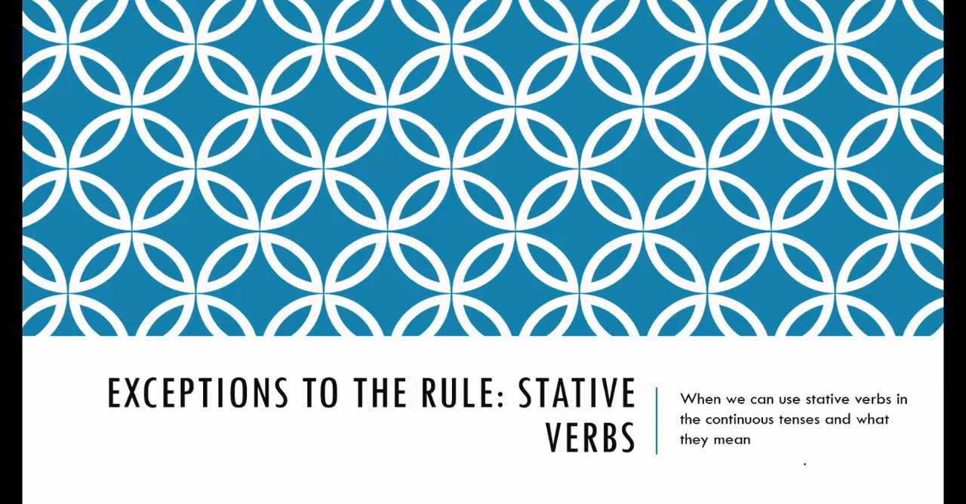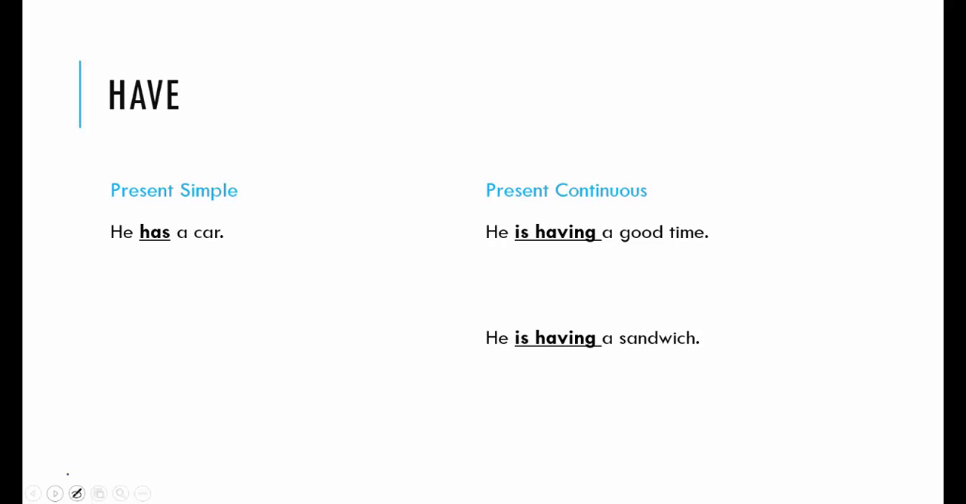All right, so I'm going to go through this little slide of some exceptions to the rule in stative verbs. So basically, when can we use stative verbs in the continuous tenses, and what do they mean, because sometimes they mean different things. So the first one is have. In the present simple, you can say he has a car, and has means possession or ownership. I have a car, I have a TV, I have these things.